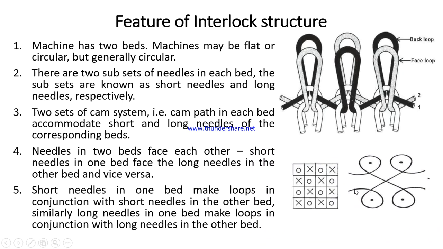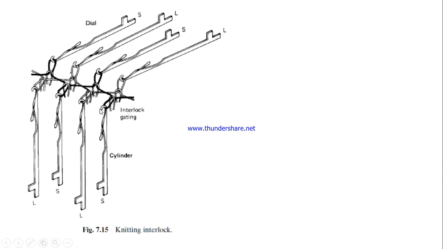Now here you can see two threads are required for making an interlock structure. Two threads, 1 and 2, this white color and black color. Here this is one thread and this is another thread. Minimum two threads are required for making an interlock structure, whereas a single thread is sufficient for making rib structure. Though rib is also a double jersey fabric, rib fabric can be prepared by a single thread. Now you can see how the needles are situated in the cylinder and dial.